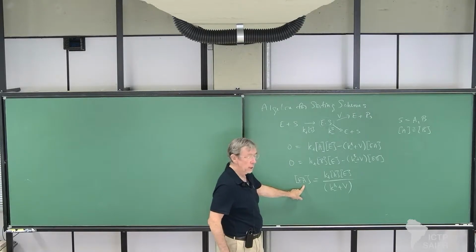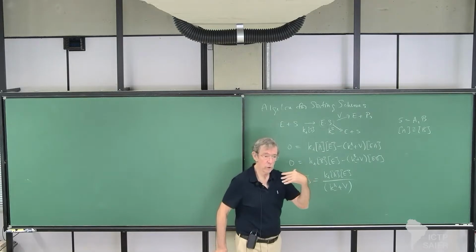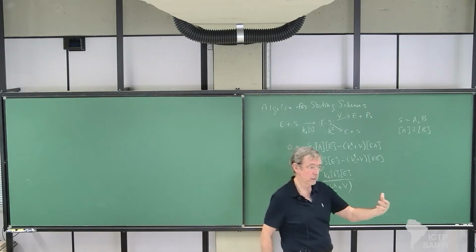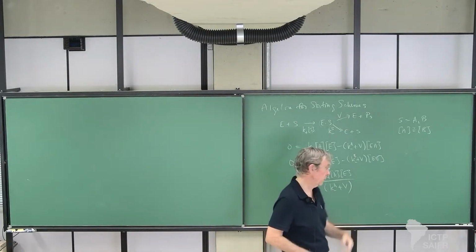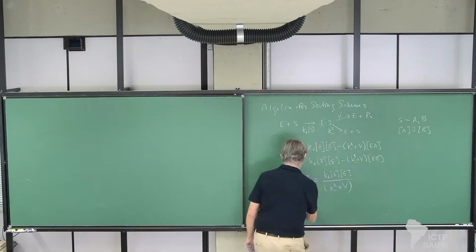Now what do we care about? Well, we care about the error rate. We want to compare the rate of making the bad product compared to the rate of making the good product. So this is the error rate. So there's a similar thing for B.